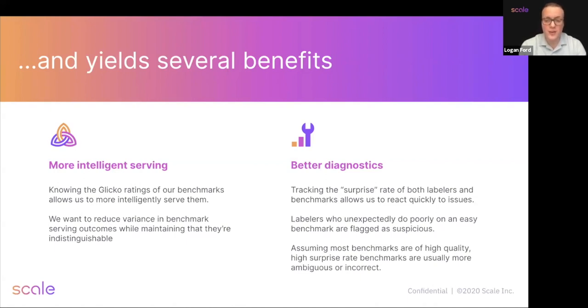And then on the other side, assuming most benchmarks are of high quality, most benchmarks should not have that high of a surprise rate. So if we do have benchmarks where poor labelers are doing really well on them a lot of the time and good labelers are doing more poorly, this can be suspicious in terms of the ambiguity or correctness of these benchmarks. And so we can look into this more deeply to make sure that our whole suite of benchmarks is of as high quality as possible.